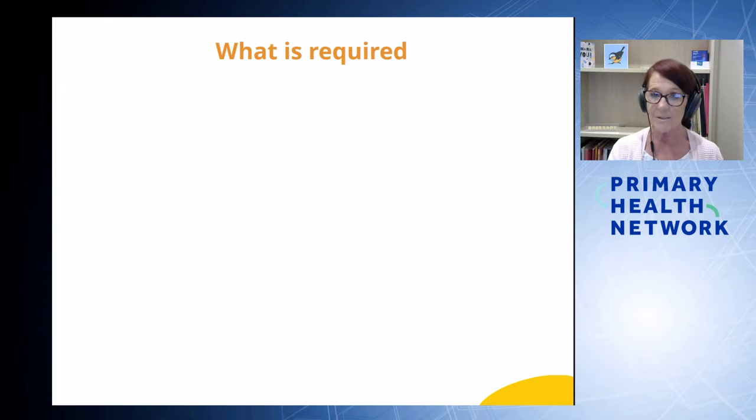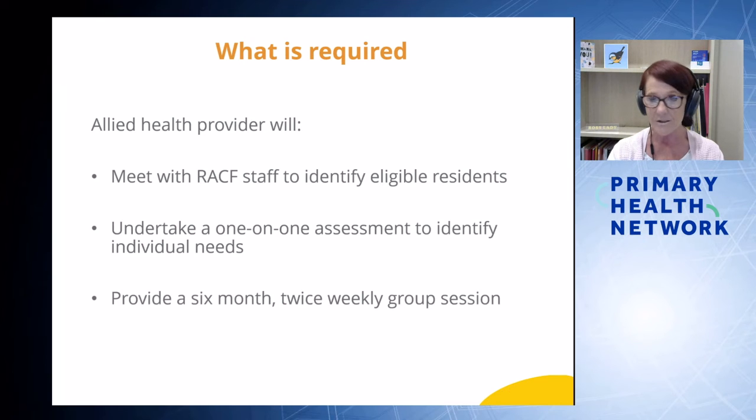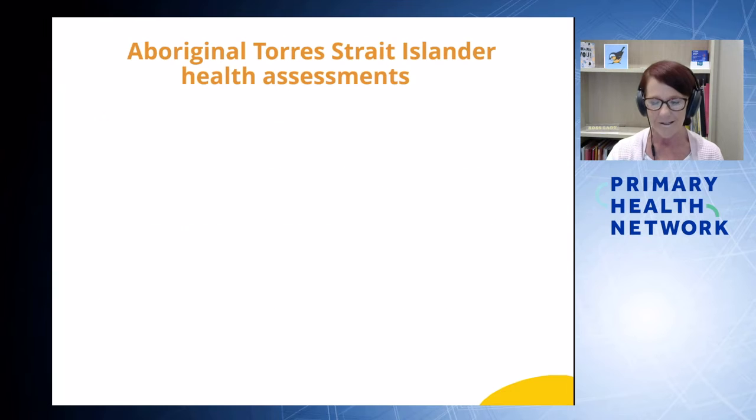What's required for those group sessions is that the allied health provider will meet with the aged care facility and identify eligible residents, undertake a one-on-one assessment to identify that person's needs, which is so important. It's not just one group, it's each person. And then those people will be placed with groups where the therapy is relevant to their programming. And they will then provide 6 months of twice weekly group sessions, which is fantastic. So that's in addition to everything else that we've been talking about tonight. So that's something else to be aware of.